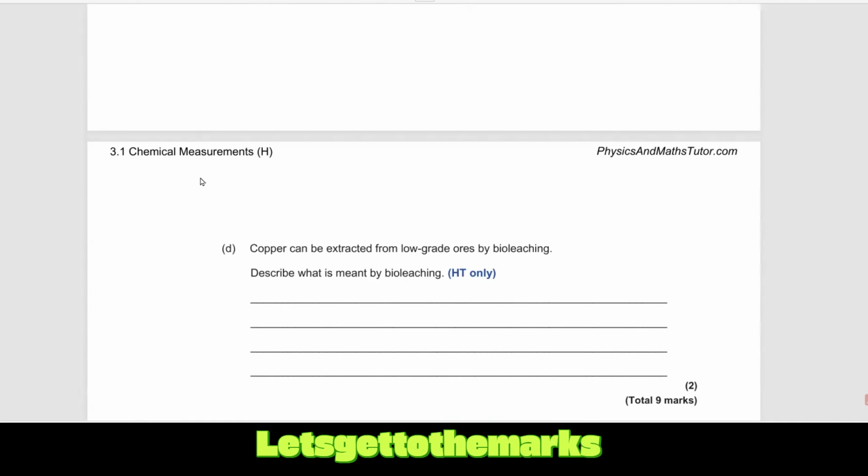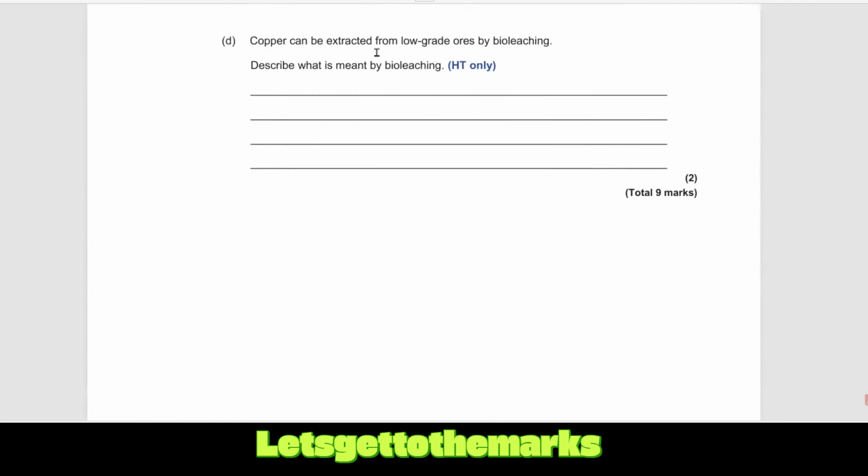So looking down the page, copper can be extracted from low-grade ores by bioleaching. Describe what's meant by bioleaching. Grab a pen. What I want you to do now is just write down 2 things that come to mind when you think of bioleaching. So if you don't know, then what you want to do at the end of this explanation is make a revision card and write what is bioleaching on one side, and on the back, write like 3 or 4 bullet points. And that way you're pretty well armed to attack that question if you get it in the exam. Right, I'm going to go through the answer.